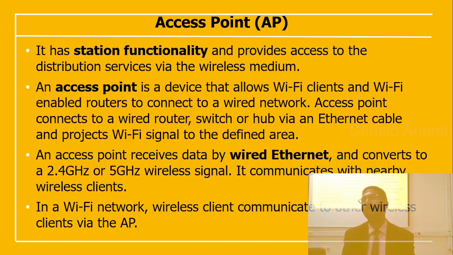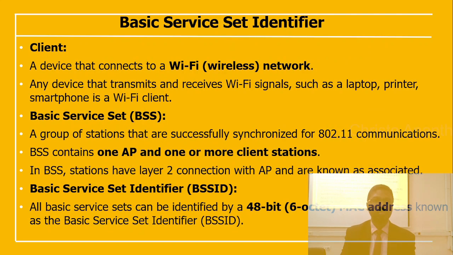The access point receives data from the wired Ethernet and converts it to a 2.4 or 5 gigahertz wireless signal. It communicates with the nearby wireless clients. In a Wi-Fi network, a wireless client communicates with all other wireless clients through the access point. Then the client is a device which connects to a Wi-Fi or wireless network. Any device that transmits and receives Wi-Fi signals, like a laptop, a printer or a smartphone, is a Wi-Fi client.